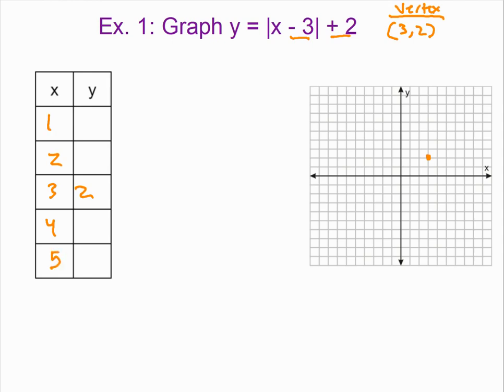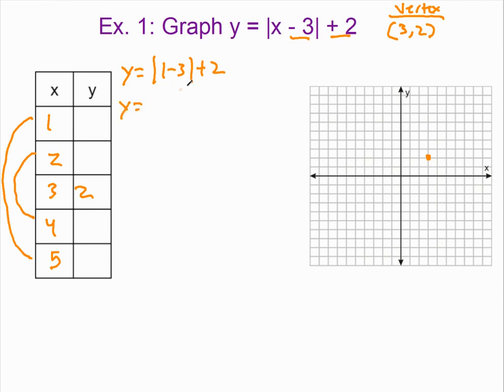Now the nice thing is, because these graphs are symmetrical, 1 and 5 will have the exact same y value, and 2 and 4 will have the exact same y value. So I really only have to do this twice instead of 4 times. So I'm going to take my 1 and my 2 and plug them into my equation. So I'm going to go y equals absolute value of 1 minus 3, plus 2. I'm going to see what I get.